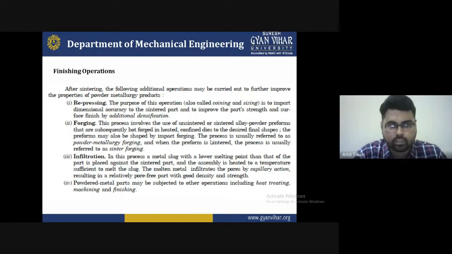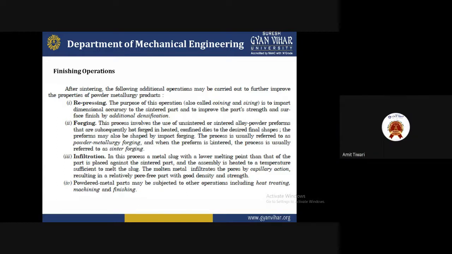So, densifying the process, that means forging is here. Three types of processes: the first is pre-pressing, second is forging, third is infiltration, and fifth is powder metal forging. So the purpose of the operation may also be called coining, to impart dimensional accuracy to the sintered part and to improve the part strength by the additional deformation.